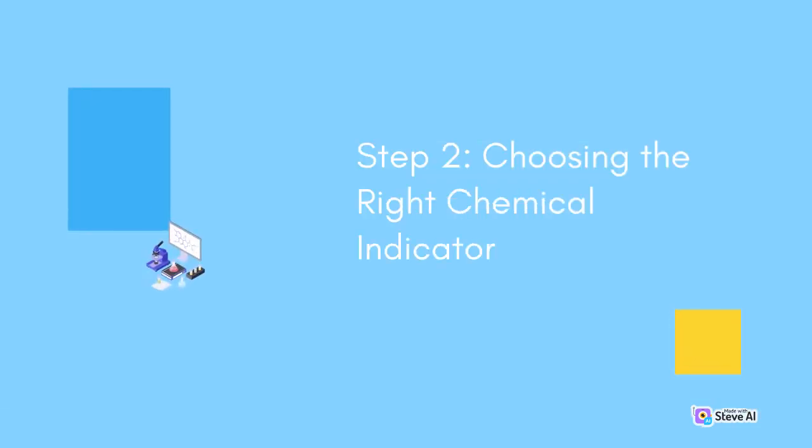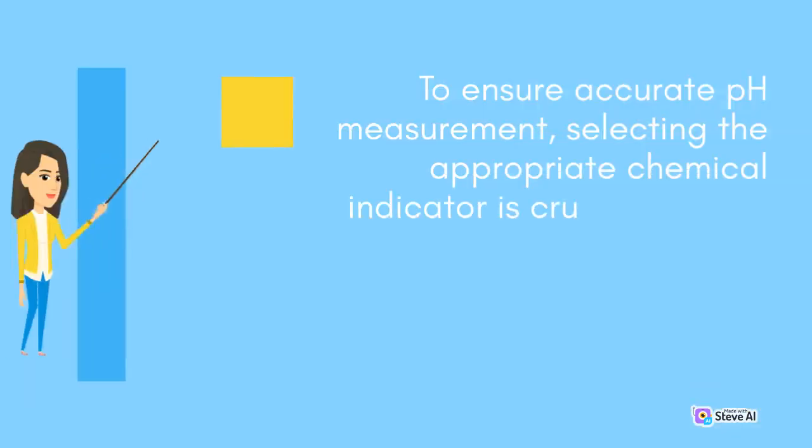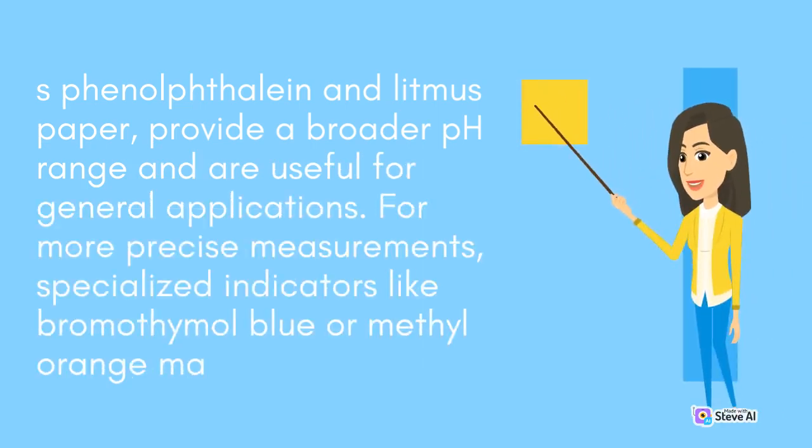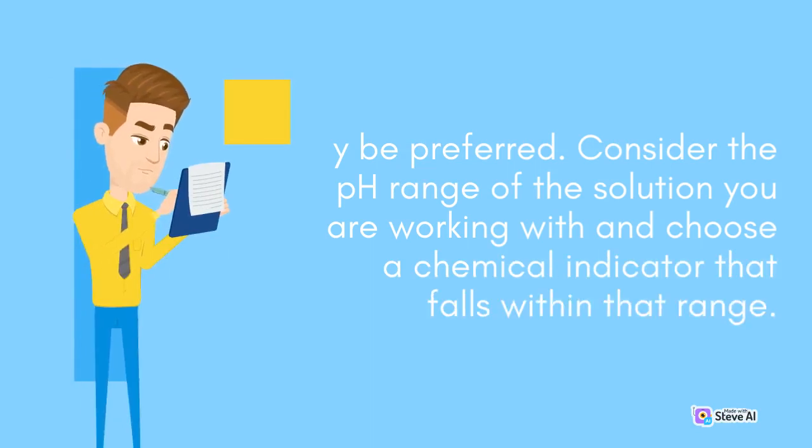Step 2. Choosing the right chemical indicator. To ensure accurate pH measurement, selecting the appropriate chemical indicator is crucial. Various indicators are available, each with a specific color transition range. Universal indicators, such as phenolphthalein and litmus paper, provide a broader pH range and are useful for general applications. For more precise measurements, specialized indicators like bromothymol blue or methyl orange may be preferred. Consider the pH range of the solution you are working with and choose a chemical indicator that falls within that range.